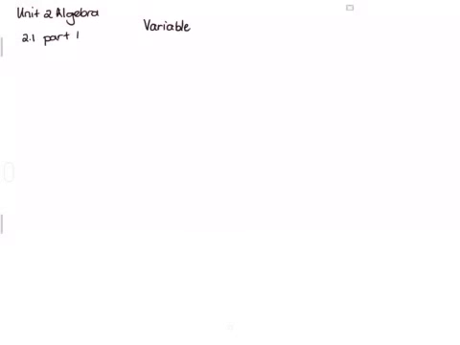So what is a variable? It's exactly what the word says. The value can vary. So variable means we don't know what the value is, or we want the value to be able to change for different situations. So we put in a variable.